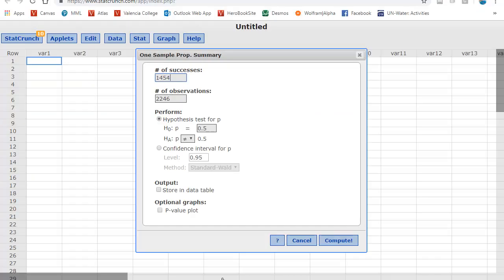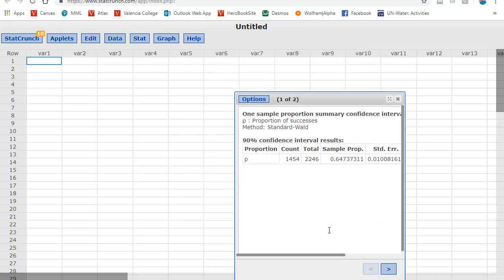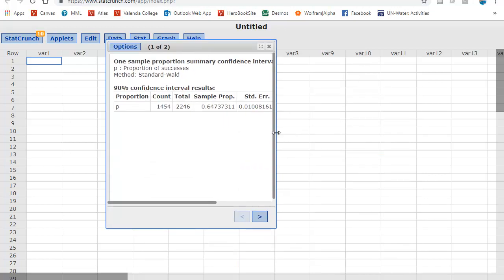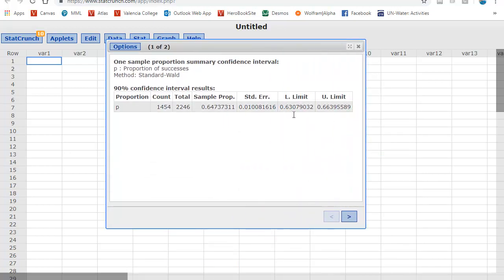So let's do the 90%. I'm going to choose confidence level, I'm going to choose 90%. I'm going to leave it on the default. And then I could do the plot, click compute. Here are my upper and lower limits for my proportion.